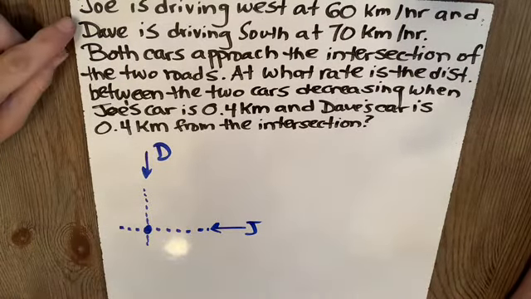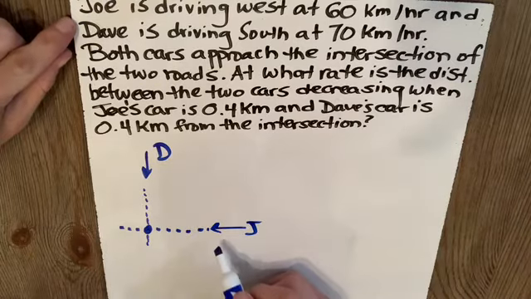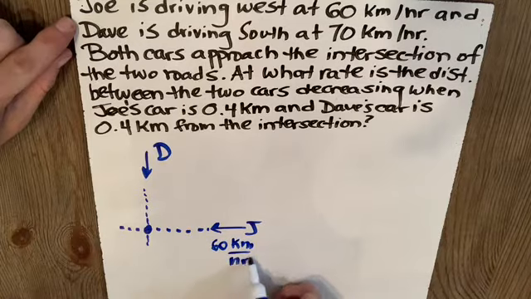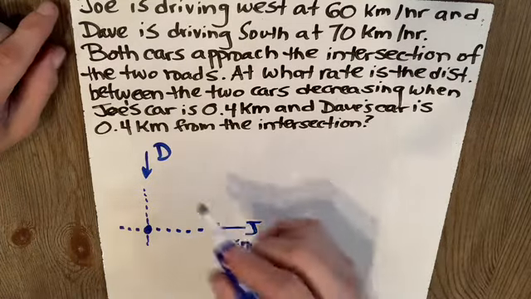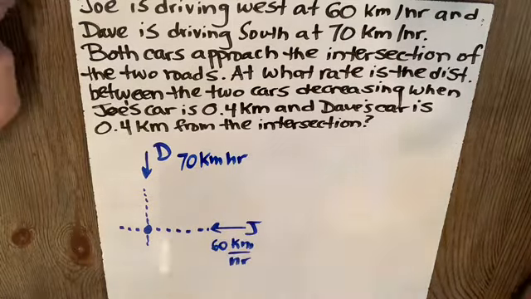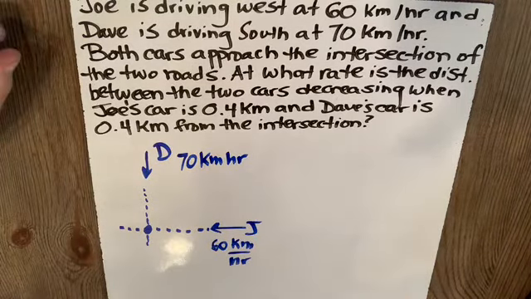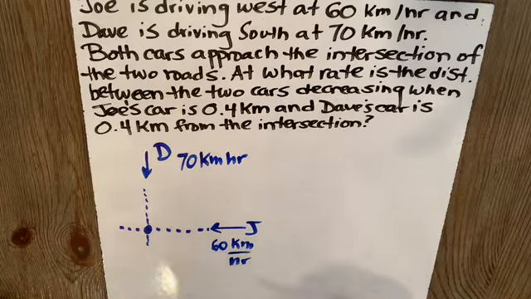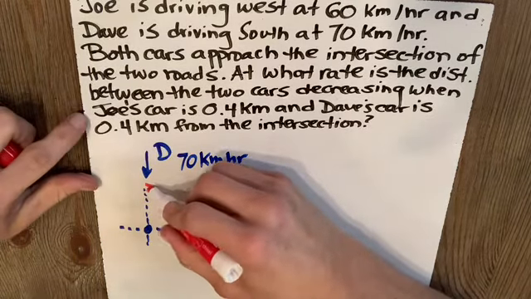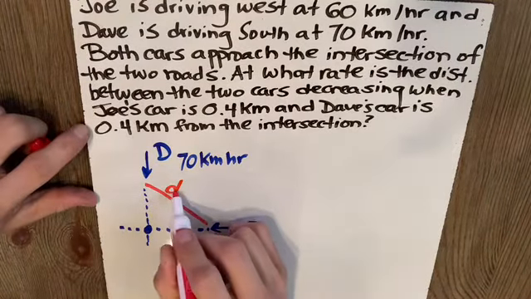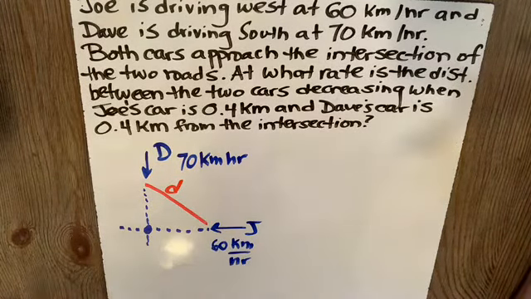So Joe is going 60 kilometers per hour, and Dave is going 70 kilometers per hour. At what rate is the distance between the two cars decreasing? Well, the shortest distance between two points is a straight line. So there's the distance between the two cars. I'm going to use a small d for distance.